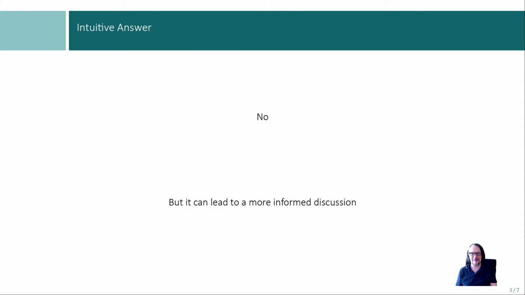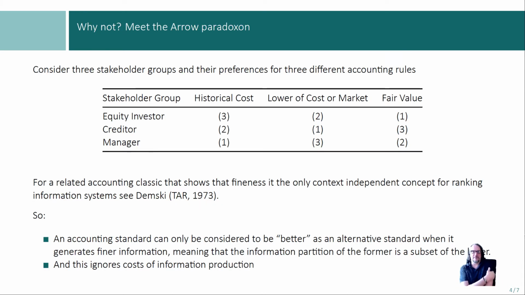Okay, so the remainder of this video is my task to show you these two points. A, why is it that theory cannot solve the problem for us? Why can't theory come up with the optimal accounting standards? And B, why, given that this is the case, can it still lead to a much more informed discussion? So let's start with the no part. What is the problem here?